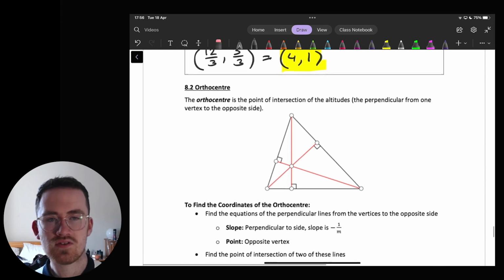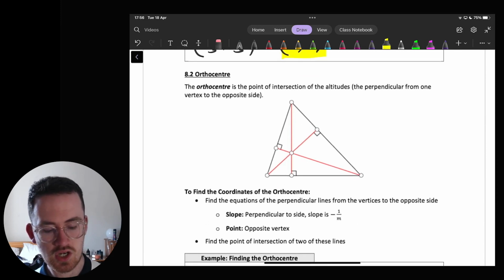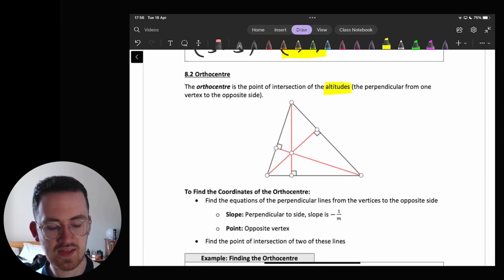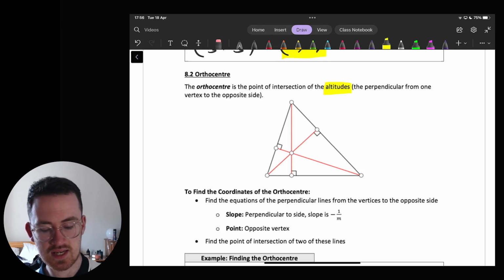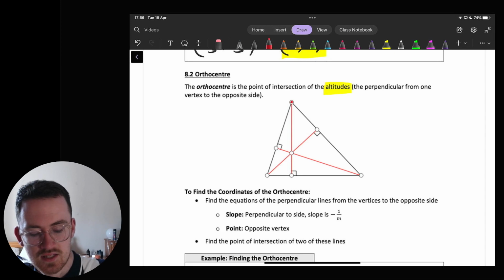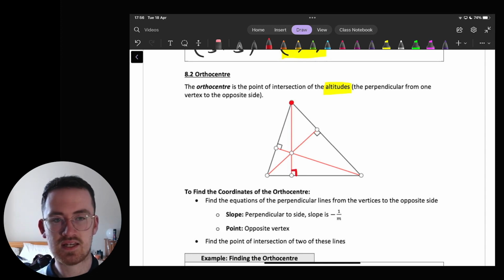The orthocenter then. The orthocenter is the point of intersection of the altitudes. And the altitude is a perpendicular from one vertex to the opposite side. So you can see here it's a line that starts at one of the vertices and then is perpendicular to the opposite side. Now it just has to be perpendicular to that opposite side.